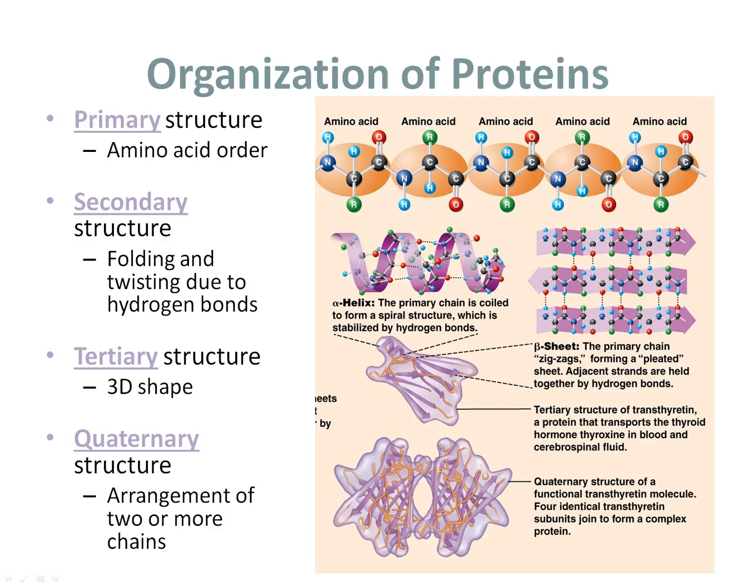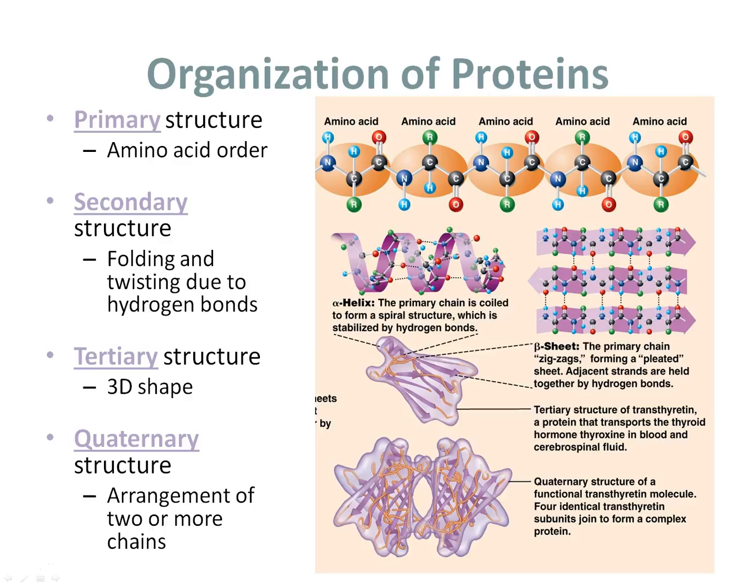So there are 4 levels of organization of a protein. The primary structure of a protein is the chain of amino acids and how those are put together. The secondary structure of the protein is the folding and twisting due to hydrogen bonds. Hydrogen bonds can cause alpha helices to form, or they can cause beta sheets to form.